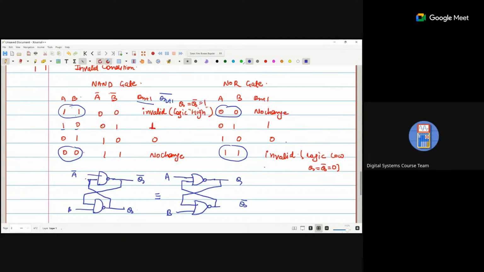Now when the input is 0 1, we are getting output 1. This output 1 is called the set condition. And output 0 is called the reset. That's why it is called the set reset.